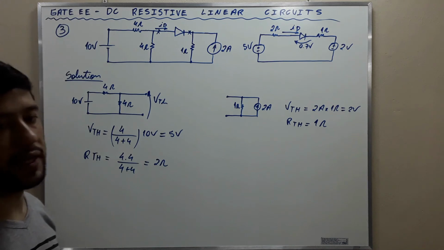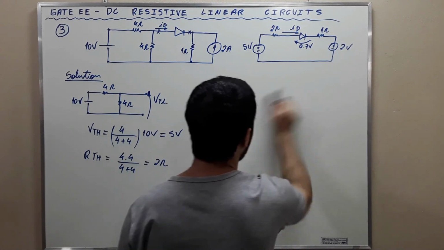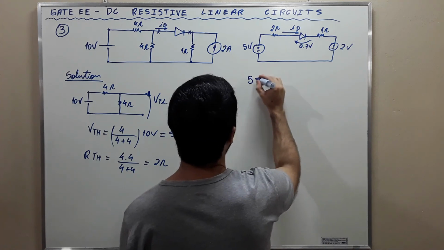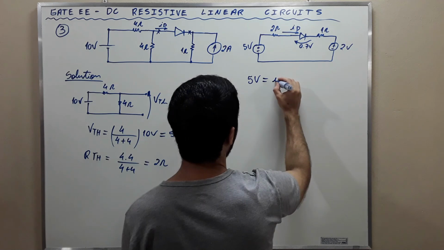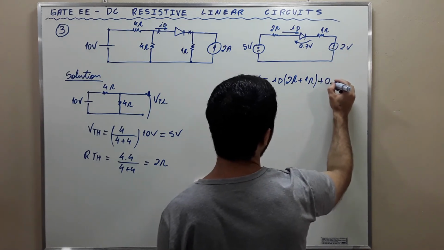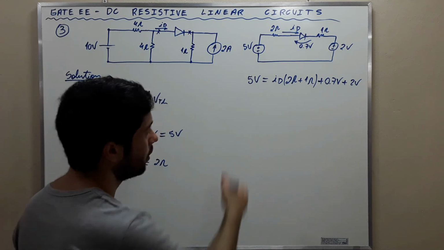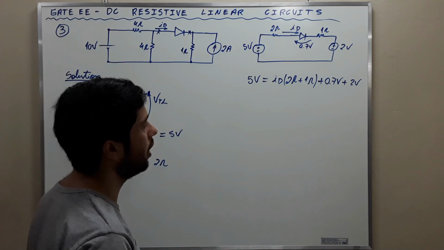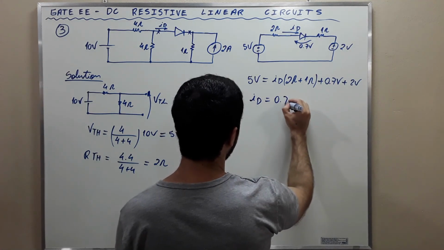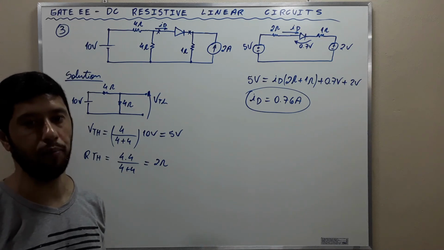Okay, now we can calculate the current. ID: 5 volts is going to be equal to ID times 2 ohms plus 1 ohm, plus 0.7 volts plus 2 volts. Okay? If we carry out this algebraic manipulation, we find that ID is 0.76 amperes.